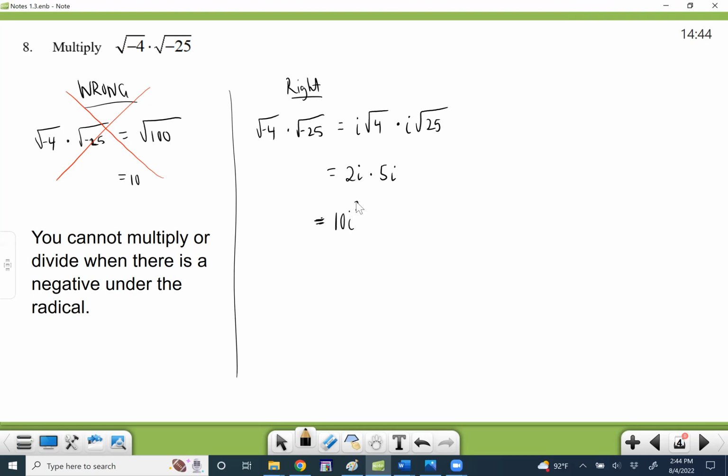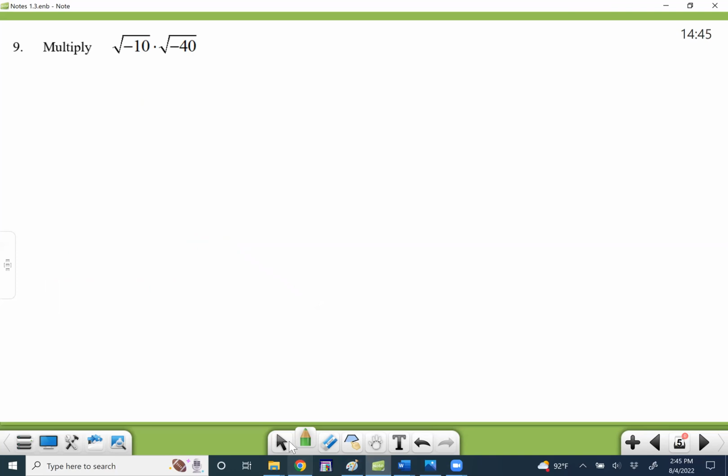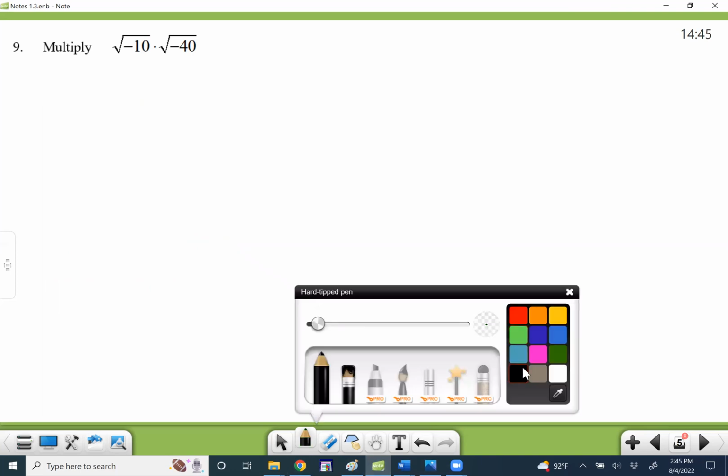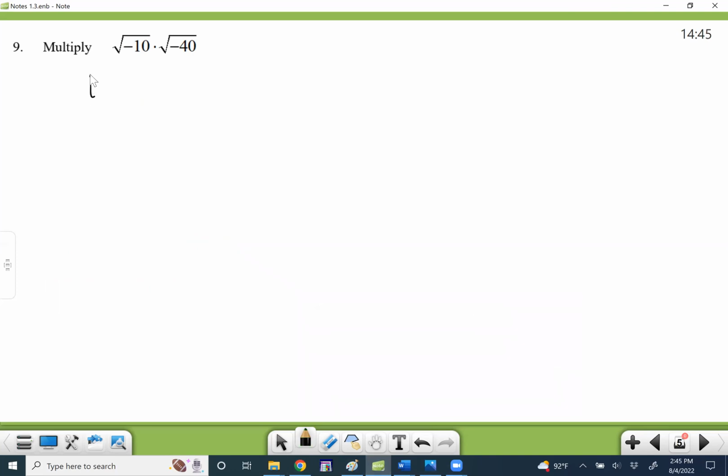Remember I told you guys, hey, if there's one thing you need to know, it's that i squared is -1. So this is really going to be 10 multiplying by -1. So the answer, it turns out, is -10. You'll notice it does not match what we got doing it the other way. So you've got to make sure that you never do math like multiplying or dividing or anything when there's a negative under the radical.